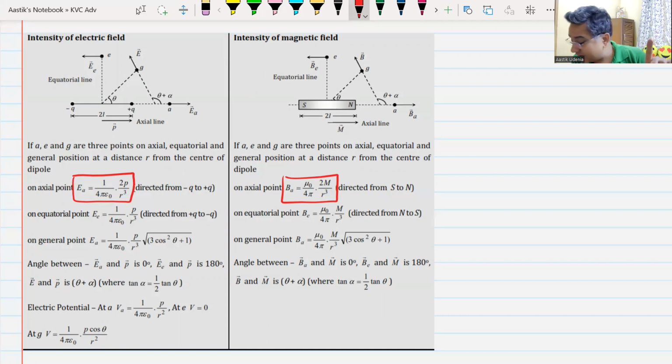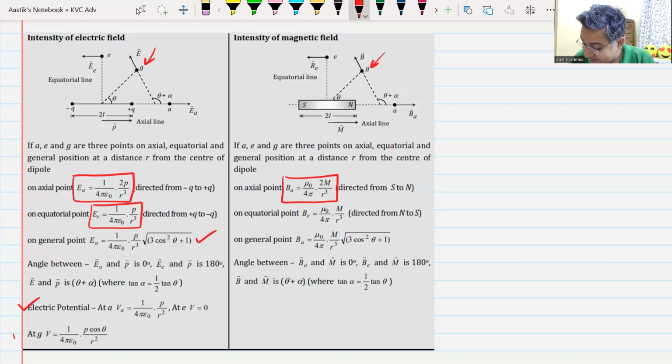This is the electric field in the axial direction. This is the electric field in the radial or equatorial direction. At any general point, if I take any general point, do you see this general point? The electric field will be given by this formula. If you put the angle as 0, you will get electric field at the axial point. If you put the angle as 90 degrees, you will get electric field at the equatorial points. Do we understand this?